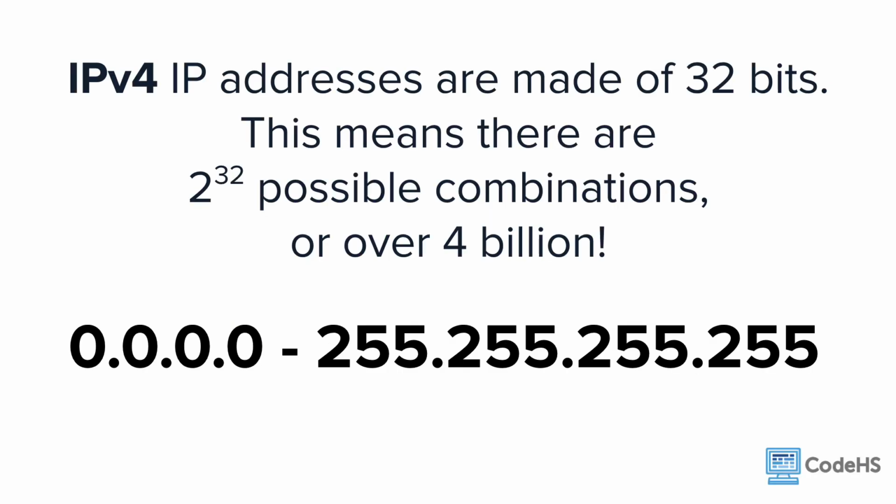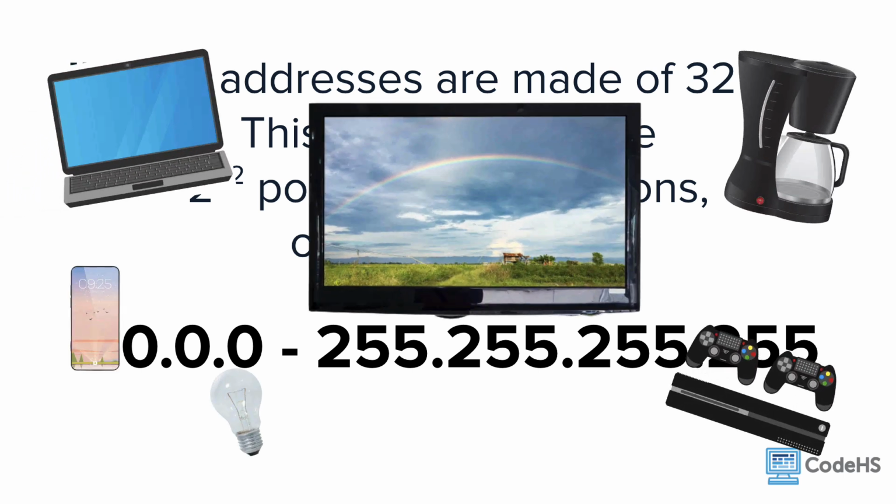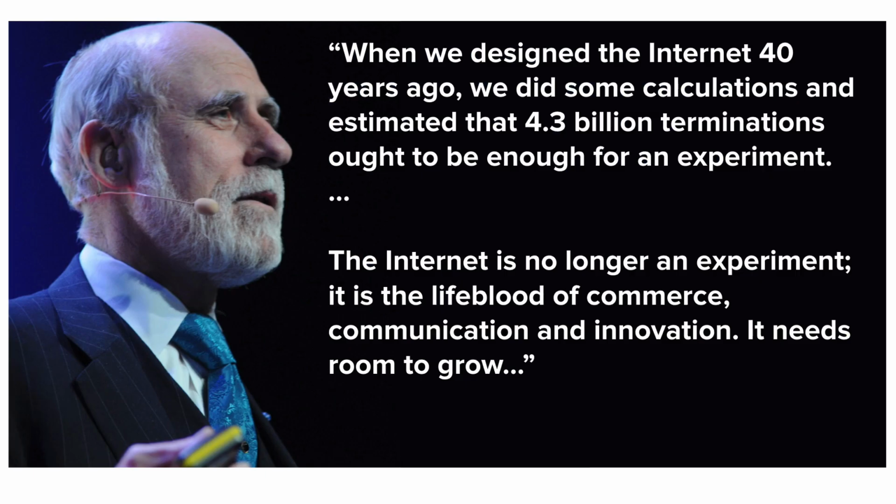As we learned earlier, IPv4 IP addresses are made of 32 bits. This means there are 2 to the 32 possible combinations, or over 4 billion. But when you think of all of the devices that are connected to the Internet these days, 4 billion ends up being way too small a number.